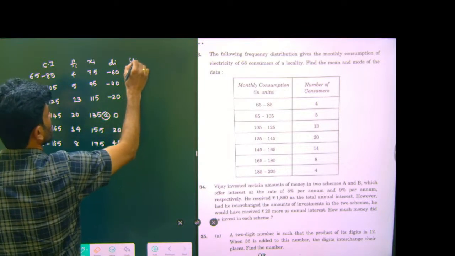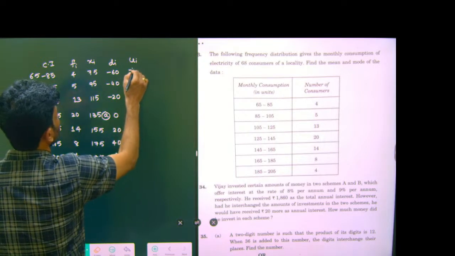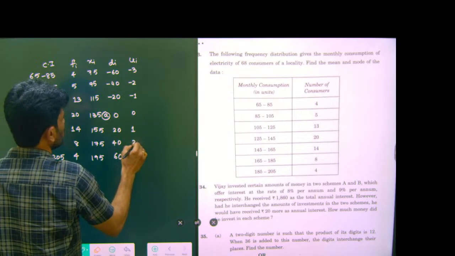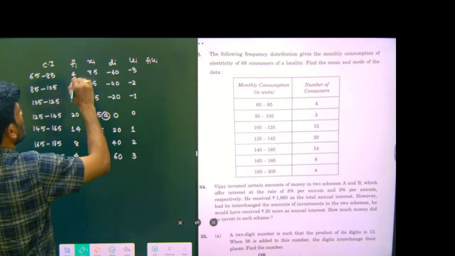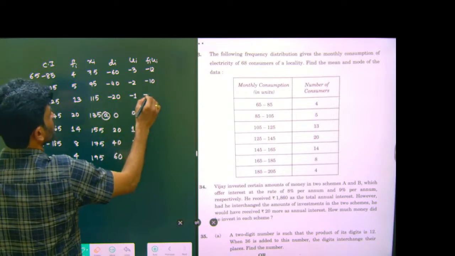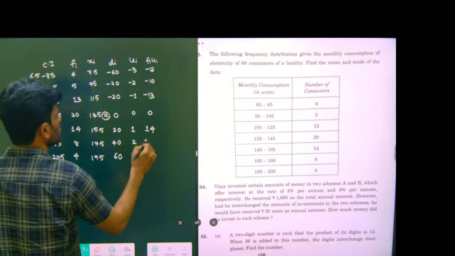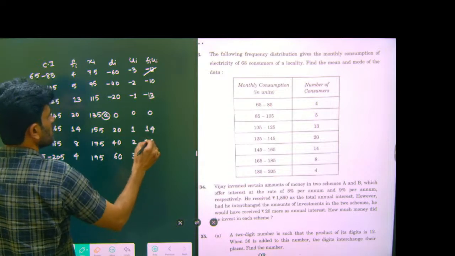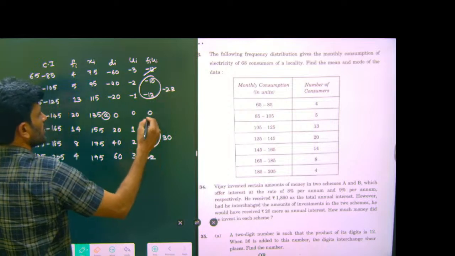Then ui, to get it easily I am following the step deviation method. Then ui will be minus 3, minus 2, minus 1, 0, 1, 2, 3. Then we calculate fi ui: minus 3 into 4 is minus 12, minus 3 into 5 is minus 10, minus 1 into 13 is minus 13, 0, 1 into 14 is 14, 2 into 8 is 16, 3 into 4 is 12. So minus 12 plus 12 cancel. This is 30, this is minus 23. 30 minus 23 is 7.